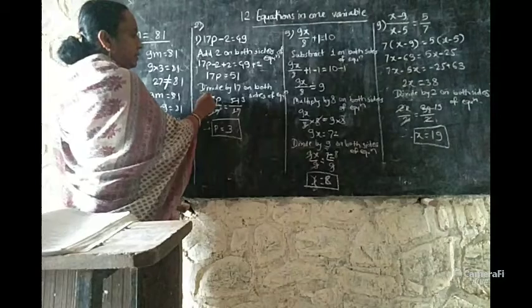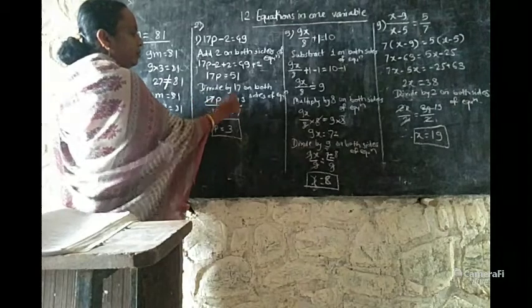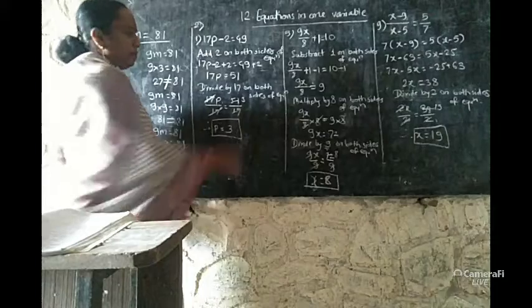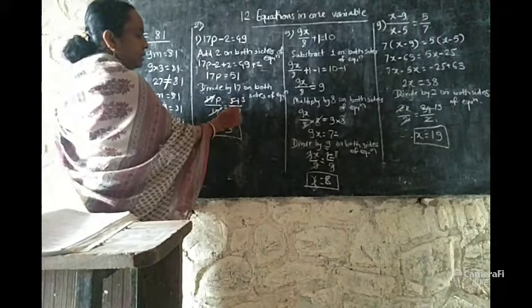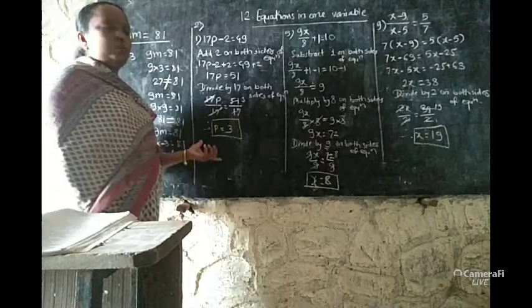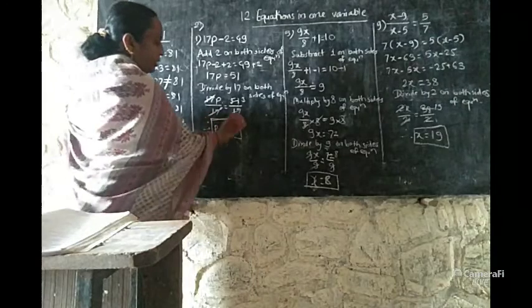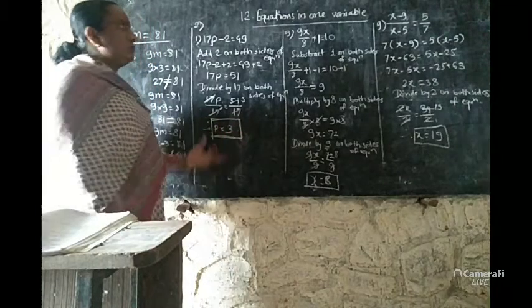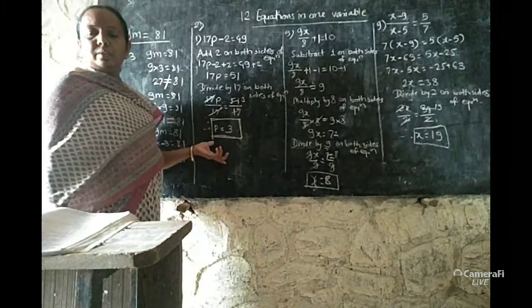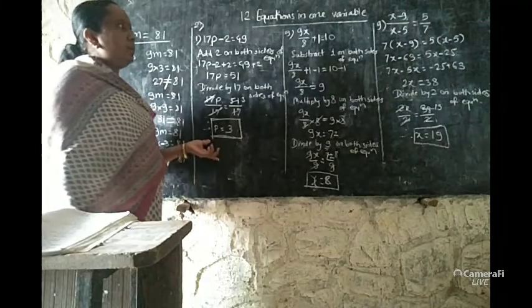Divide by 17, 17p upon 17 is equal to 51 upon 17. Here 17 gets cancelled, and by dividing 51 by 17, 17 threes are 51, therefore p is equal to 3. This is our solution. We get the solution, that means our equation gets solved here. In such a way, we have to solve the equations from question number 2 in practice set 12.1.